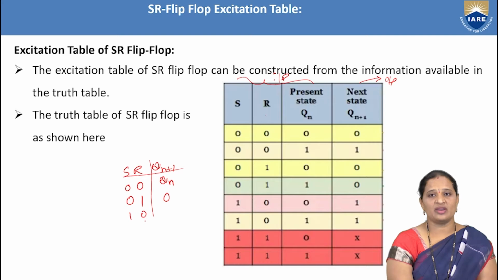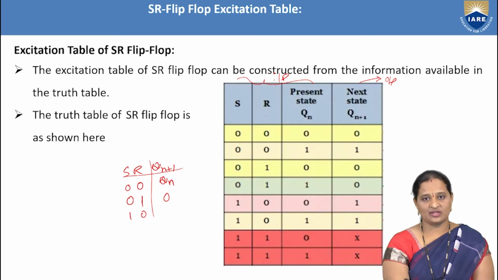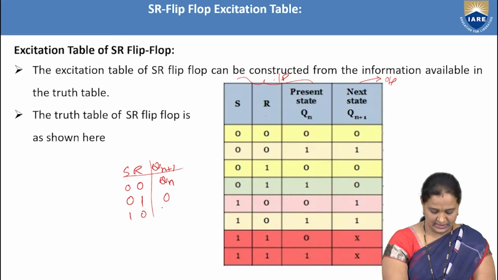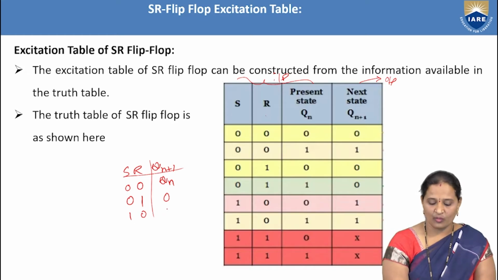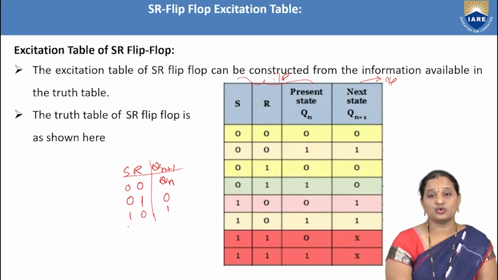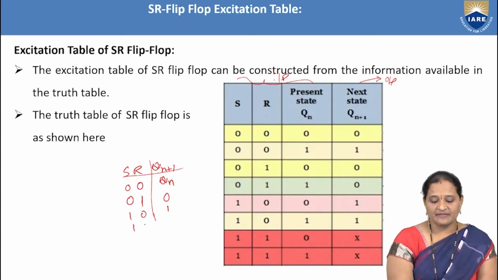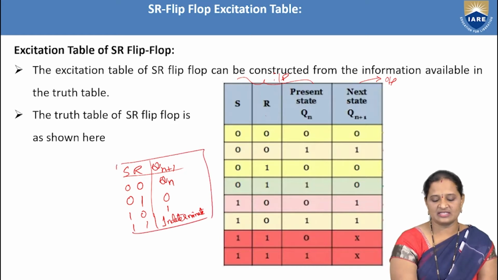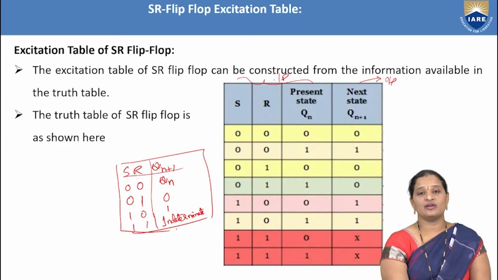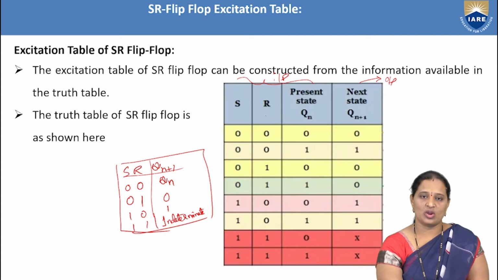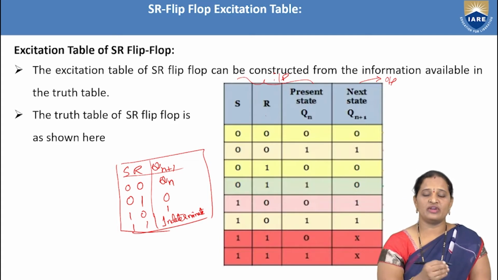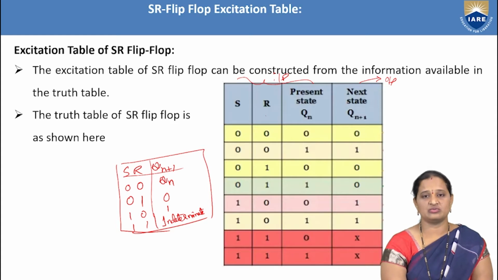Resetting means making the output 0. Next, if the S input is 1 and the R input is 0, irrespective of the present state, the next state of the flip-flop will be 1. That means the flip-flop will be set to 1. Next, if it is 1, 1, we have an indeterminate state. Indeterminate state means we are not able to identify the next state of the flip-flop, where Q and Q bar are becoming equal, whereas Q and Q bar must always be complements of each other. So this is the truth table.